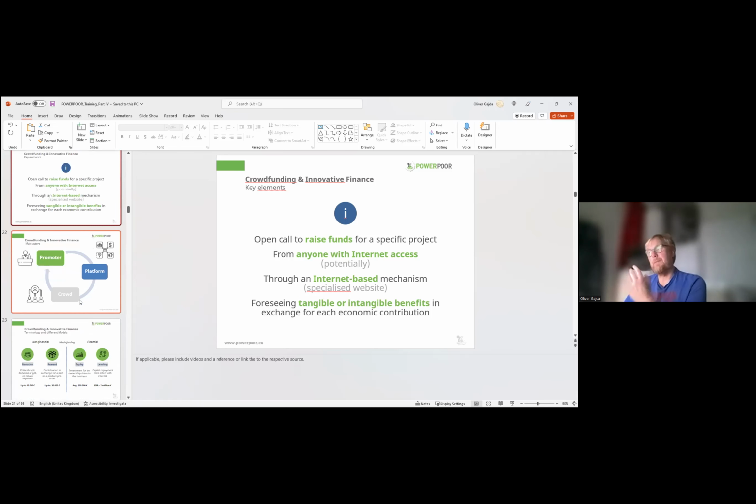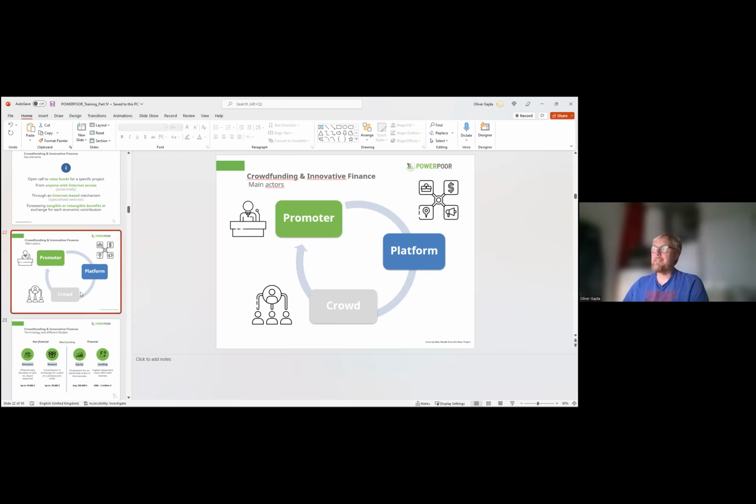But when we talk about crowdfunding, we always talk about a financial contribution, so money flows in one direction. The very simplified setup is you have the person that promotes the idea on the platform, and the platform promotes the idea to the crowd that is already registered on the platform or that may be drawn from the promoter towards the platform. In reality, this is, of course, a little bit more complex.